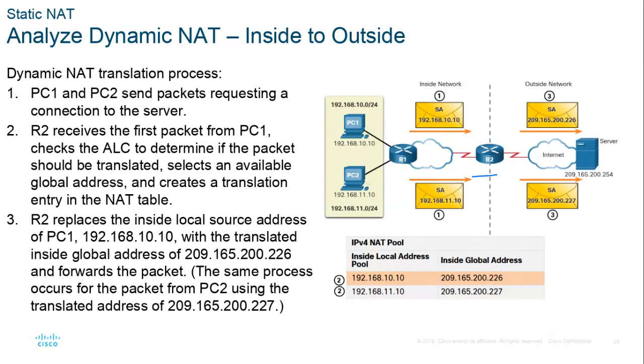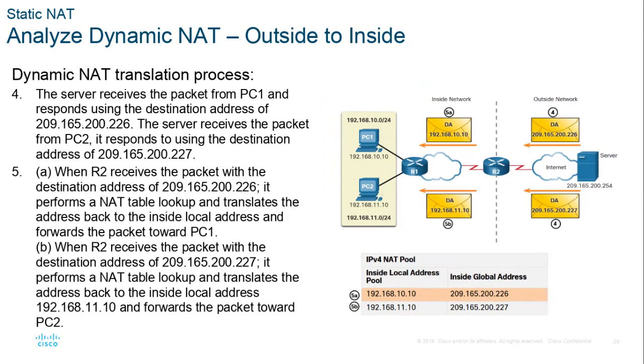So R2 is going to perform the rocket surgery and change the source address of these two transmissions from these two PCs, PC1, PC2, into the globally unique IP address that was assigned from the outside world, 209.165.200.226 and 227. You just grabbed two addresses that were available and assigned those to them. Then as the server receives the packet, he doesn't think you're 192.168, that's not allowed to exist on the internet. He thinks you're a globally unique address that's allowed to exist on the internet, like 209.165.